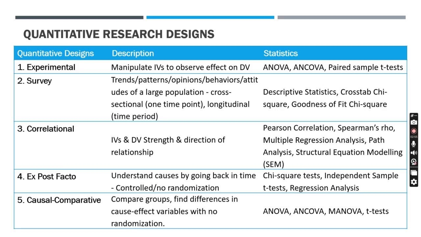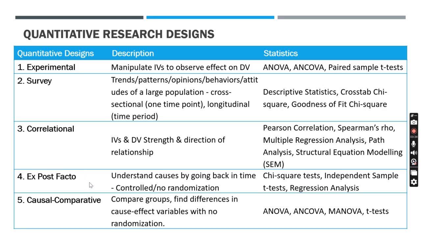The third type is correlational. When we talk about correlational design, it's mainly about the relationship between the variables. We want to understand the strength of the relationship, whether the independent variable has a strong relationship with the dependent variable, and we also want to understand the direction of the relationship. Here we have multiple statistics like Pearson, Spearman, regression analysis, path analysis, and others.